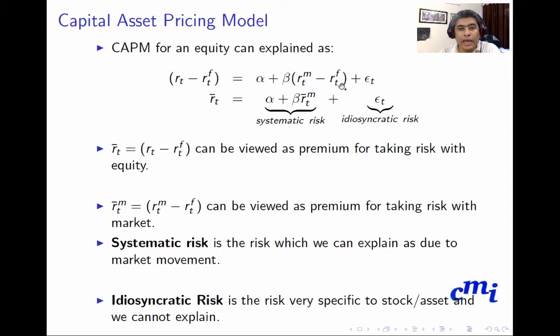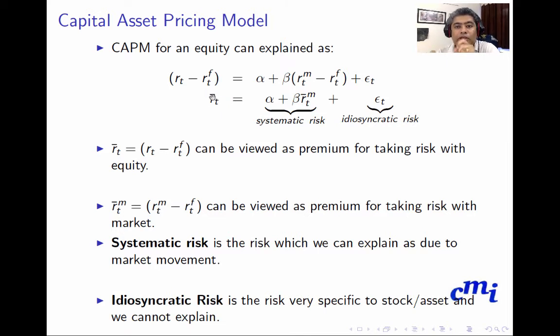Now RT bar M is the RTM minus RTF, which can be viewed as the premium for taking risk with the market. So either you can invest in the ETF or you can invest in the equity. So if you invest in the ETF, then this will be the risk premium. And if you invest in the equity, then this will be the risk premium.